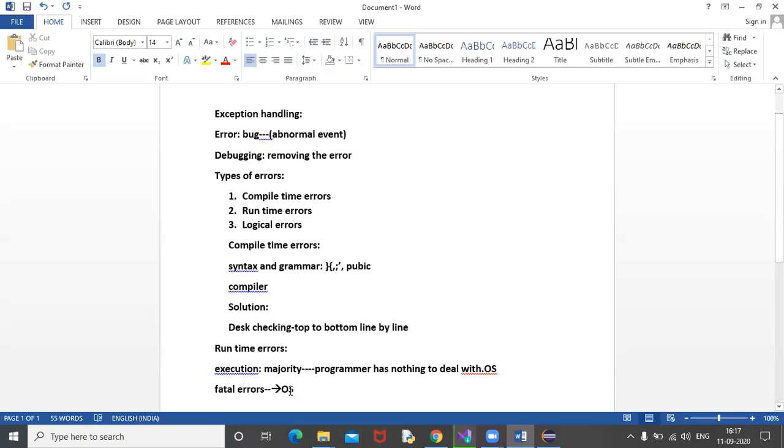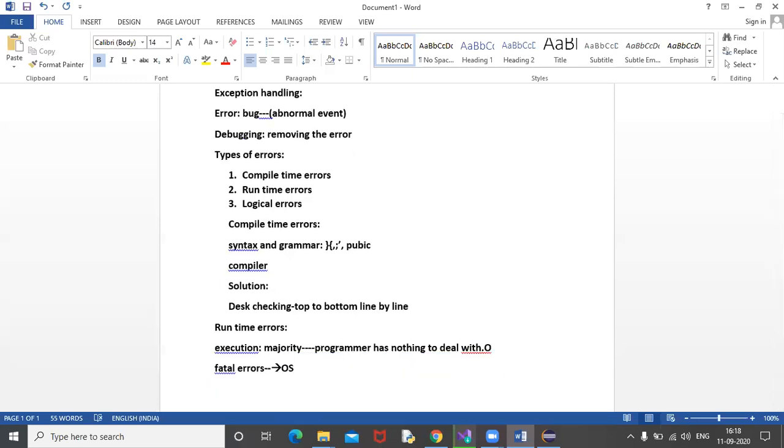I am talking about the majority of errors, which the OS will deal with. Majority, I already used that word. So what about minority? Whenever we use the word majority, automatically minority will also come. So these are the things which we are discussing. Minor errors are there. As far as runtime errors are concerned, very few errors are there which a programmer can handle.